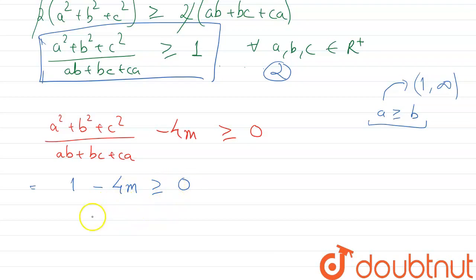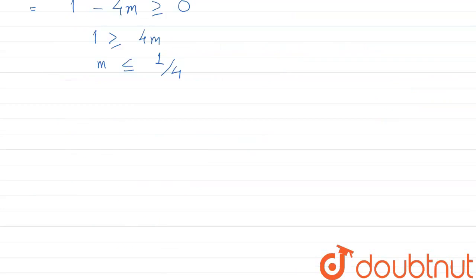Then we can take 4m to this side. It will become 1 is greater than or equal to 4m, so m is less than or equal to 1 by 4, fine. So now, just a second. It is given that m is less than or equal to 1 by 4, that is, minus infinity to 1 by 4.